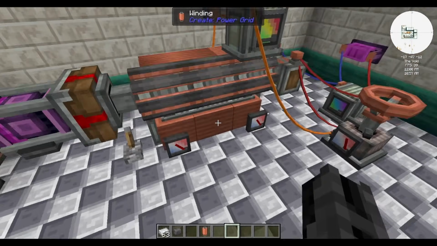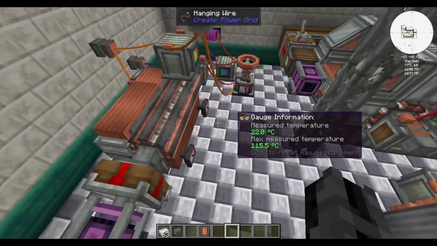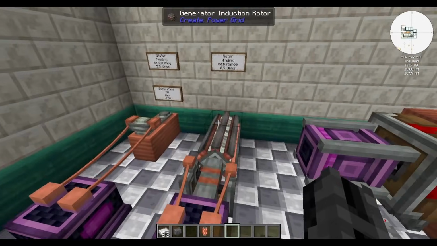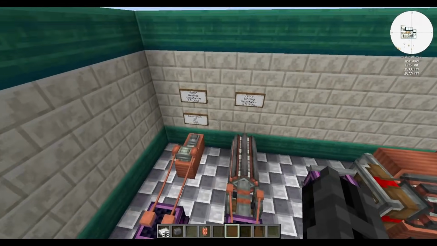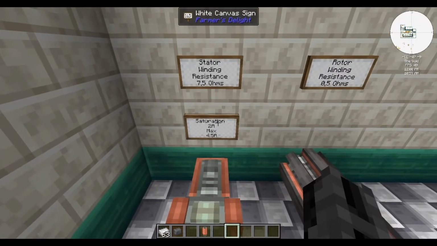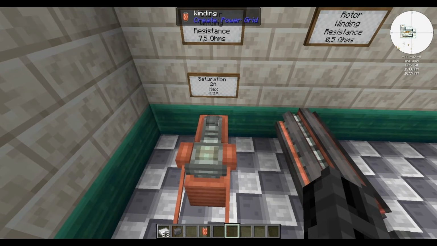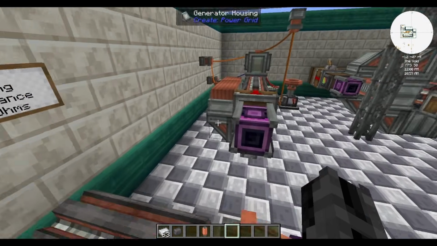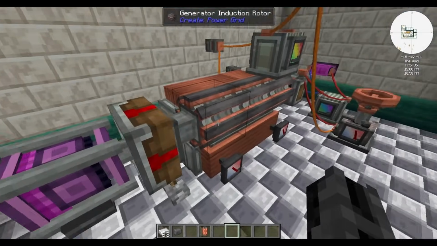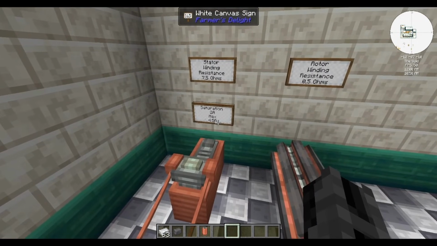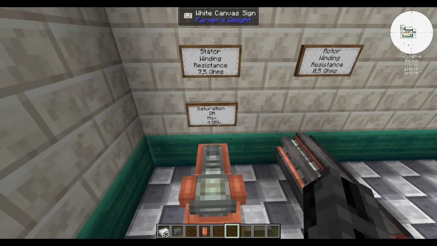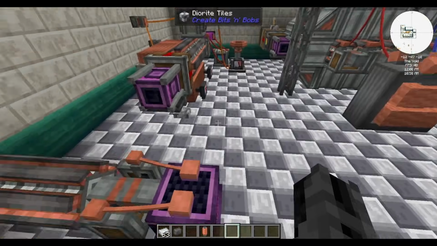This is an example of a small generator, one of your starter generators. And here I want to demonstrate the importance of saturation current. The saturation current of the exciter coils, as I call them, because they are what creates the magnetic field for the rotor to work, is 2 amps, at a maximum of about 4.5 amps before they explode.